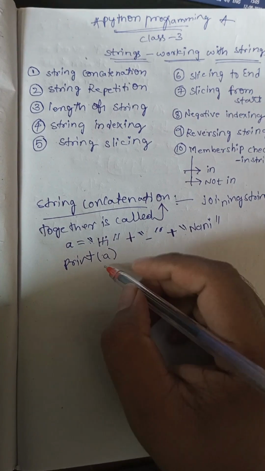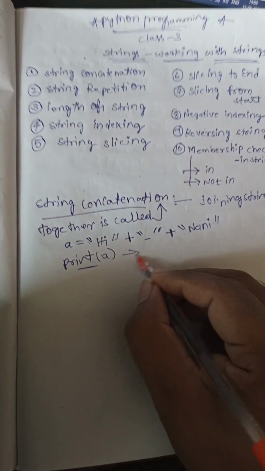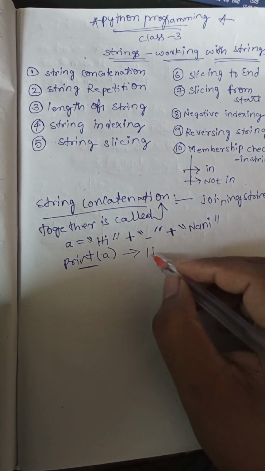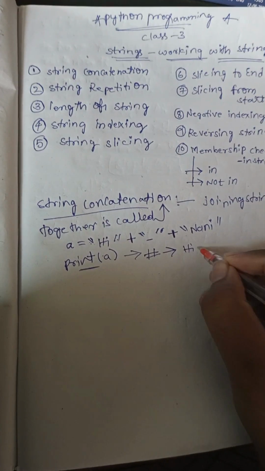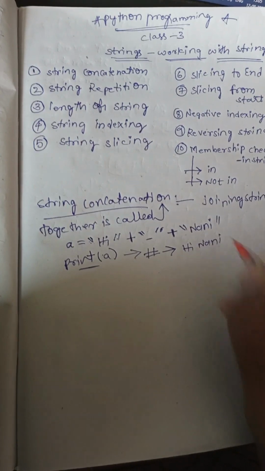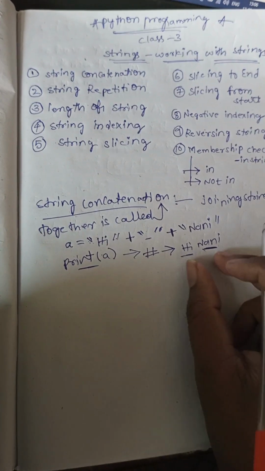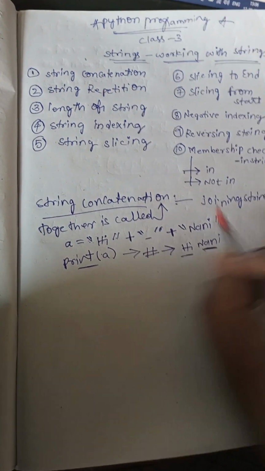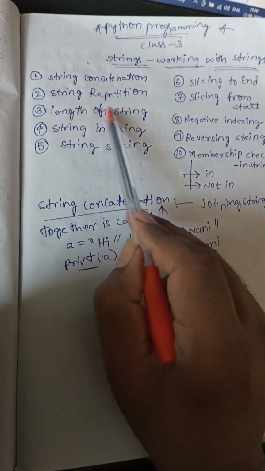Print this A. When we execute this program, we get the output: Hi Nani. See, these two strings are concatenated together. This is known as string concatenation. Next, another type is string repetition.